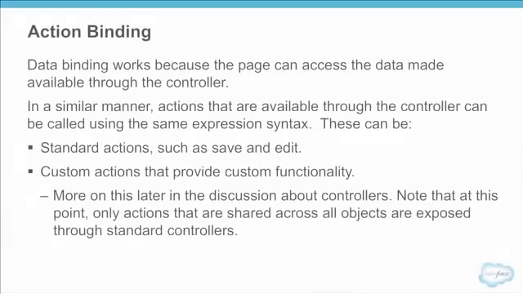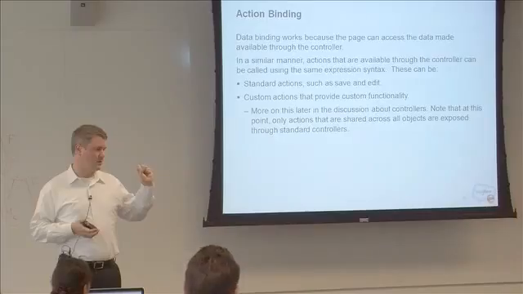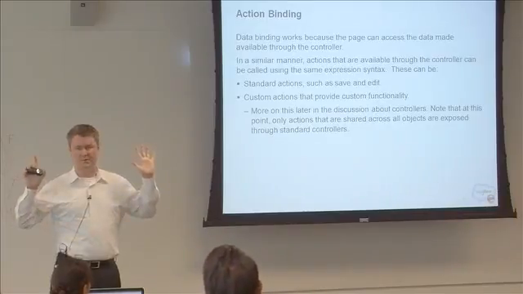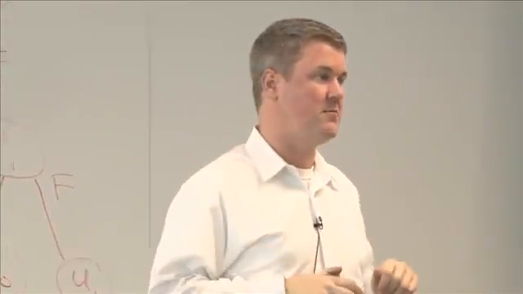Action binding can be used with both standard actions and custom actions. There are standard actions that exist for standard controllers. Those are view, edit, cancel, delete, save, and quick save. There's also things like list for calling list views. But when you're working with a single record, those are the six primary standard actions.